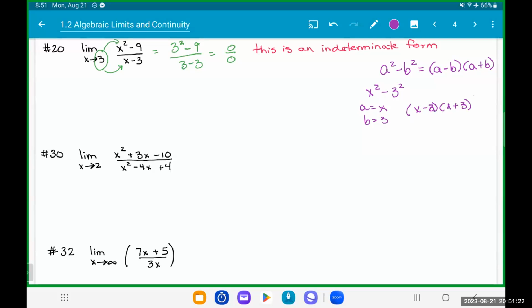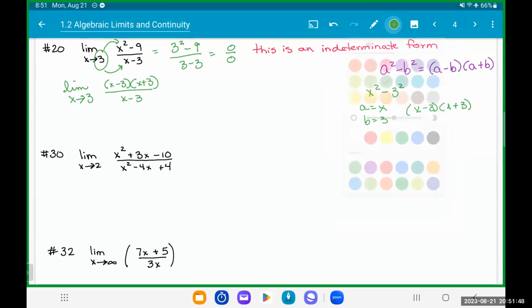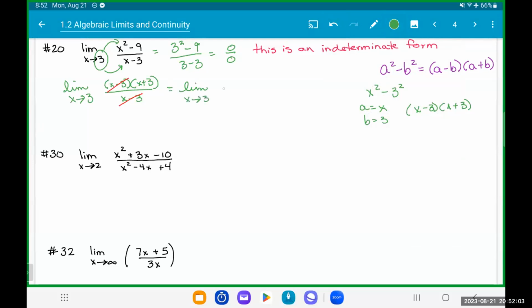So I'm going to put these in green. So I factor this, I have my limit as x approaches 3, and I factor this. So that gives me x minus 3, x plus 3 over x minus 3, okay? So now you can see I have an x minus 3 in the numerator and an x minus 3 in the denominator. So that then simplifies to the limit as x approaches 3 of just x plus 3. Okay, so now that is 3 plus 3, which is 6.